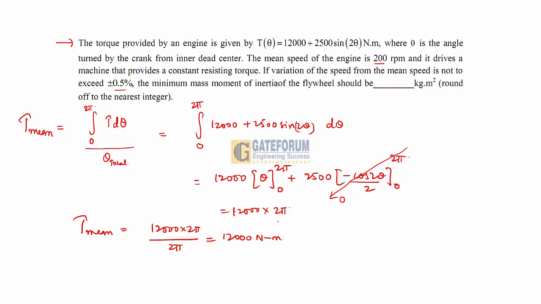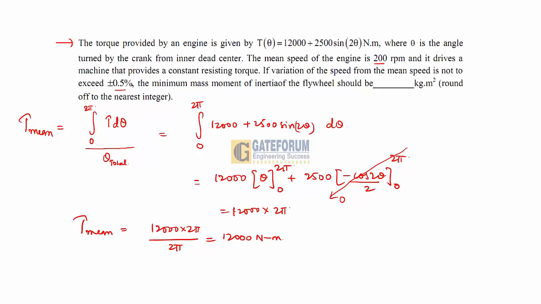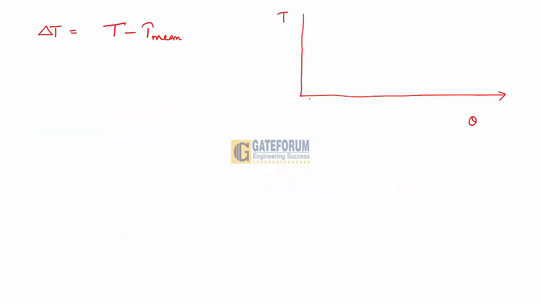Right, so this will be the mean torque, and now delta T will be equal to T minus T mean. So if we plot the graph for understanding, that is T versus theta, at theta equal to 0 it is 12,000. Next is pi by 4, next is pi by 2, next is 3 pi by 4, next is pi. The same cycle will be repeated.